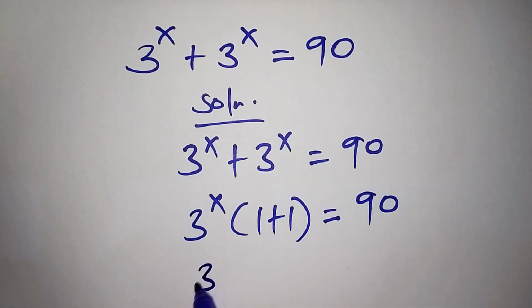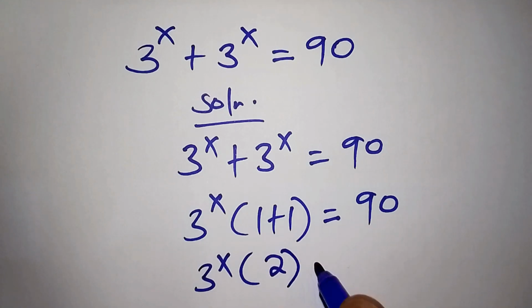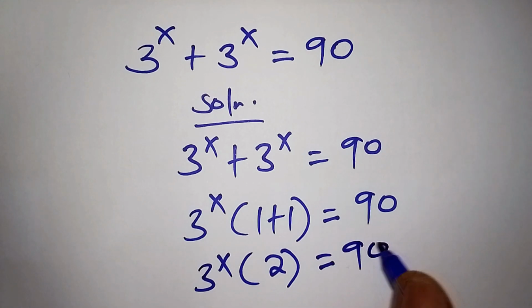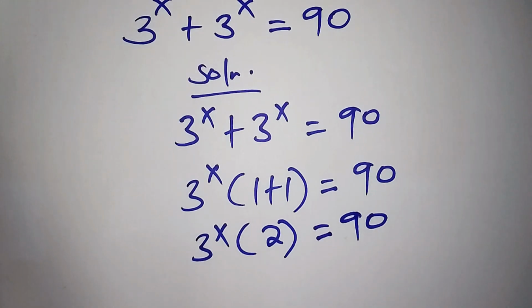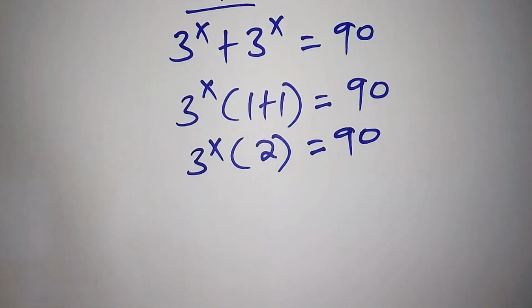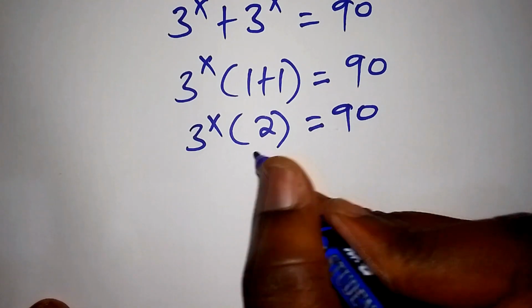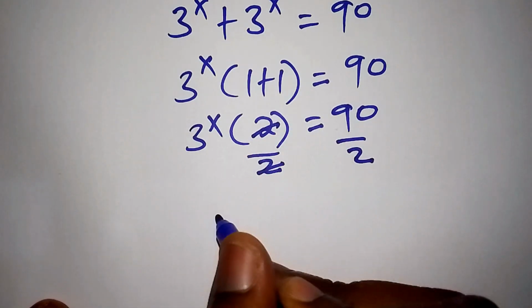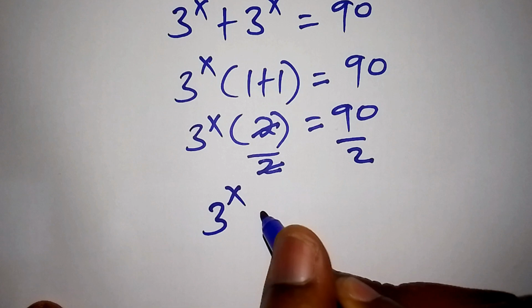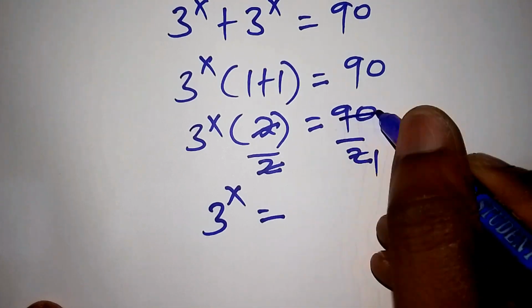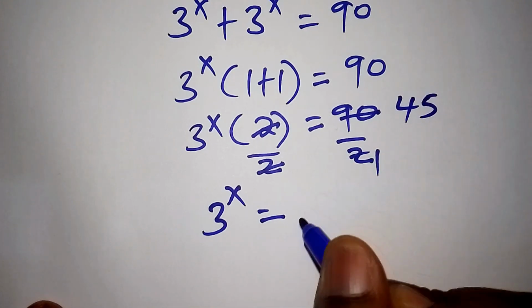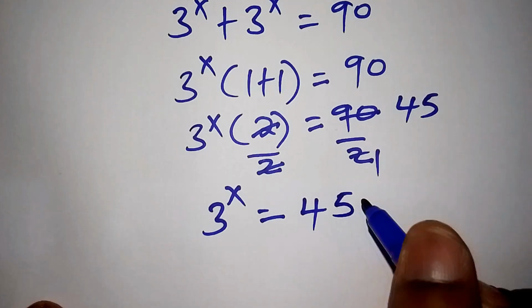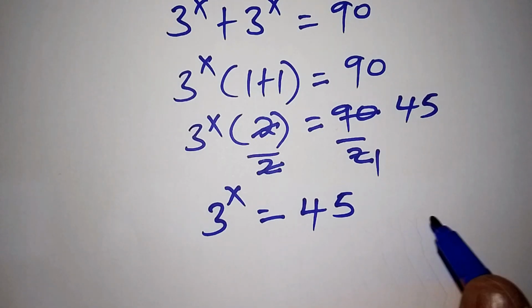So let's work out the number inside the bracket. We shall have 3 to the power of x into bracket 1 plus 1, which is 2, is equal to 90. The next step is to divide both sides by 2. So 2 by 2 shall cancel, and 3 to the power of x is equal to 90 divided by 2, which gives us 45. So we need to find the value for x.